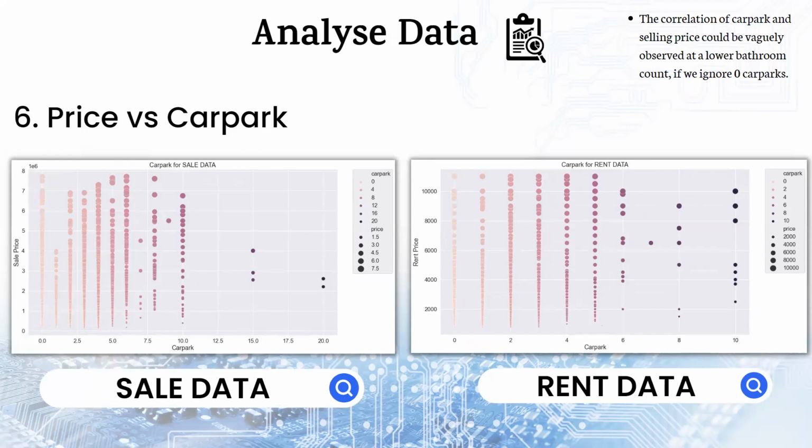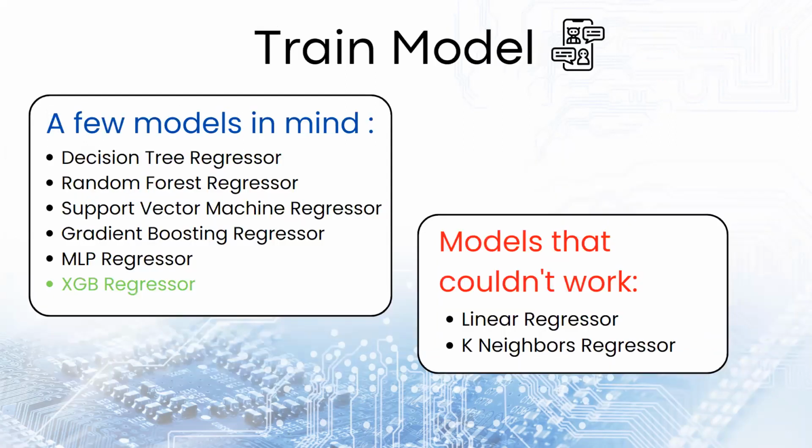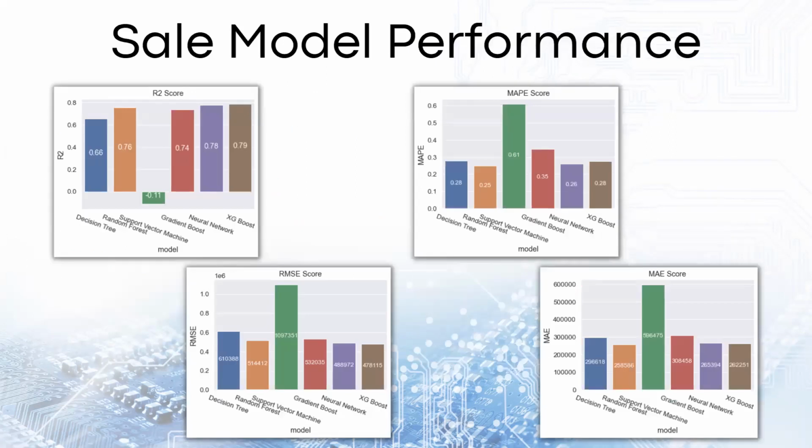And after analyzing this data, we proceed to training the model. At the beginning, I had 8 models in mind, but 2 of them don't work, which I stated out here because the metrics that they returned are completely off the charts and not interpretable. But with the remaining 6 models, I've trained them on the sale data set, and as you can see here, 5 of the models perform quite well, with XGBoost coming in number 1, and then we have neural network, which is performing quite well as well, 0.78 and 0.79 in the R2 score.